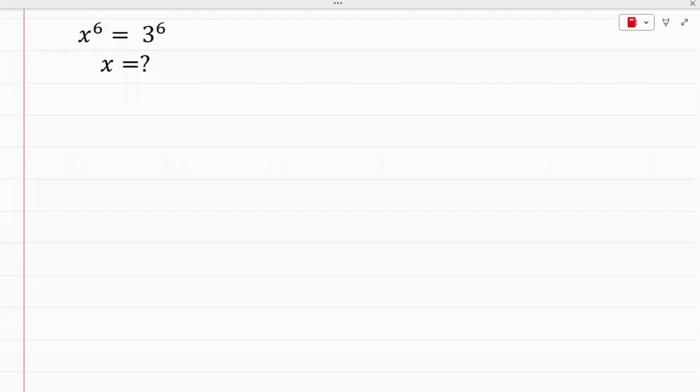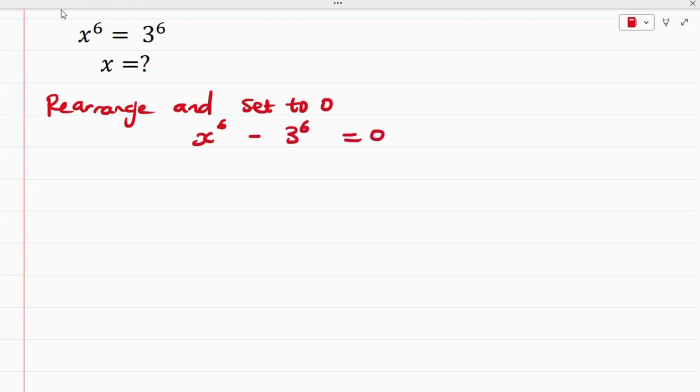Right here we have a nice Math Olympiad problem, and the question says x raised to the power of 6 is equal to 3 raised to the power of 6. We have to find the value of x. So right here, guys, the first thing you want to do is to simply rearrange this equation and set the equation to 0. So setting this equation to 0, we have x raised to the power of 6 minus 3 raised to the power of 6 is equal to 0.